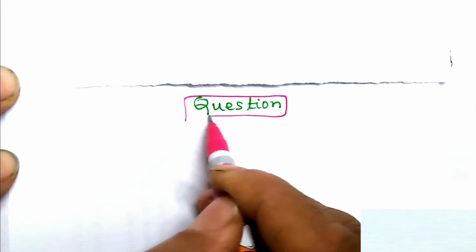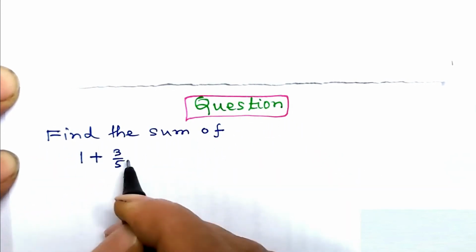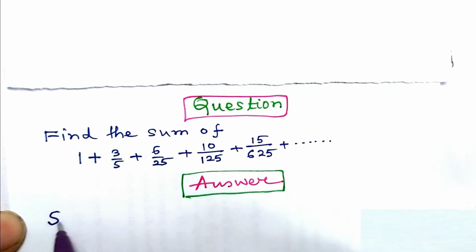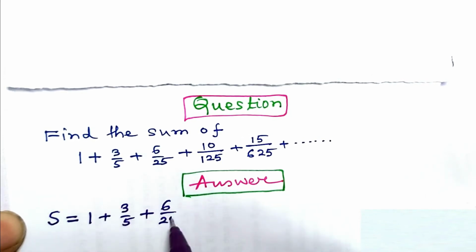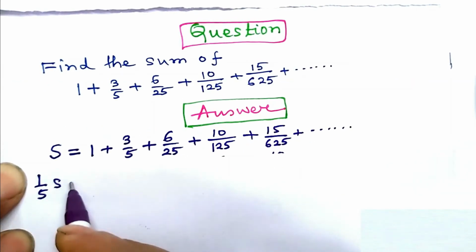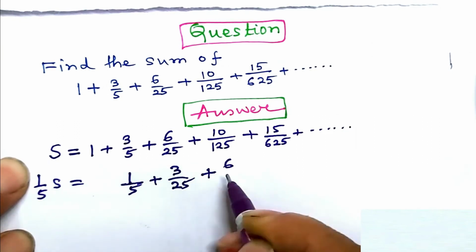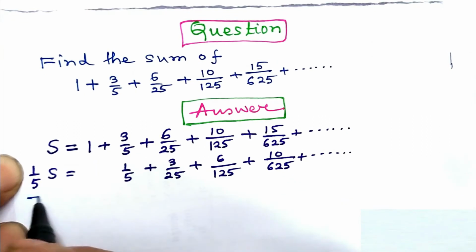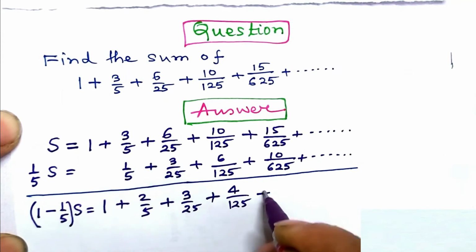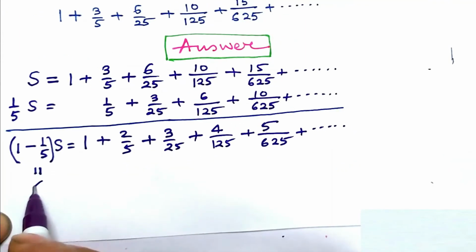Next question, find the sum of. The answer, let S be the given series. Multiply by 1 by 5. Why? Clear that the terms gradually are multiplied by a common ratio of 1/5. And we have to write the terms with a shift of one place. Then subtract to get a new series as, this is 4 by 5.